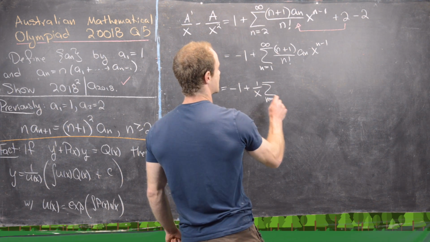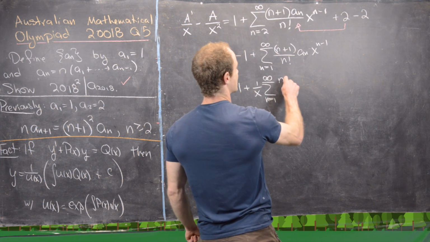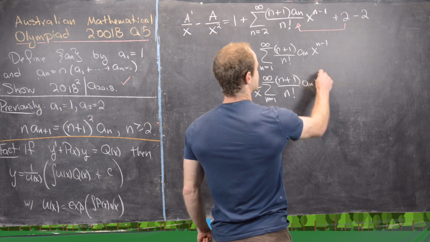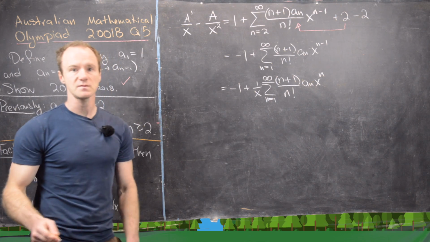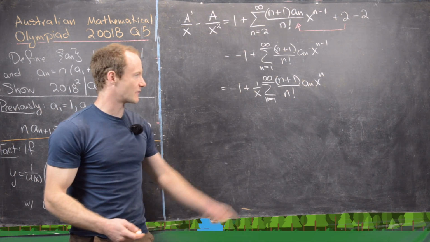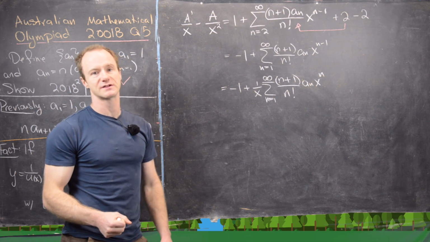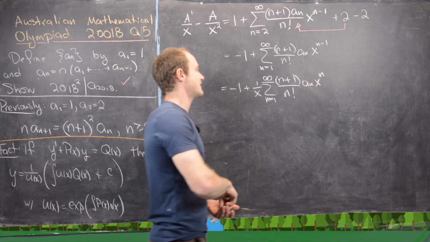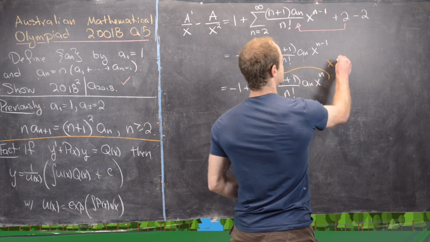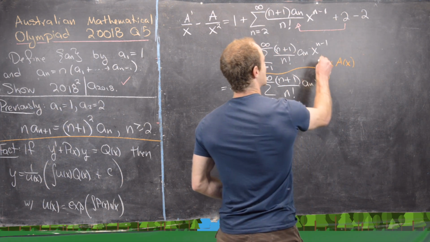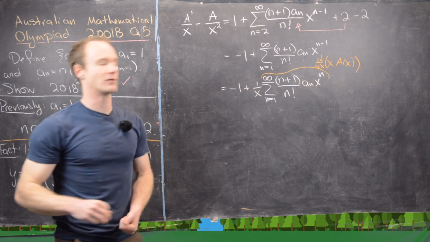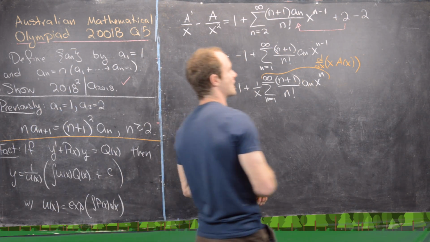That's going to give me the sum n equals 1 to infinity of (n plus 1) over n factorial a sub n x to the n. Great. But that looks almost exactly like my original series, but I have this n plus 1 here. But if I were to have taken my original series and multiplied it by x, and then taken the derivative, that's exactly what I would have gotten. So let's just write that out.